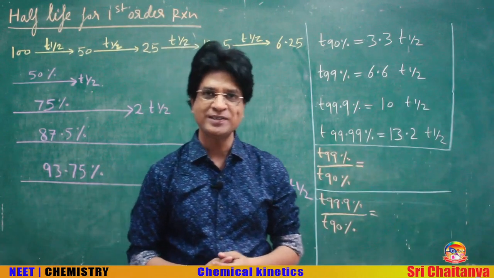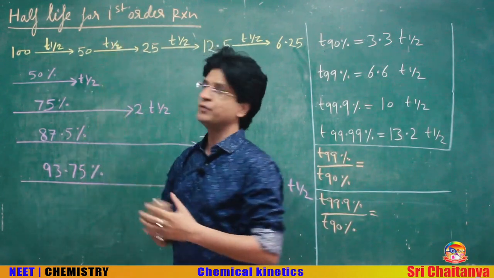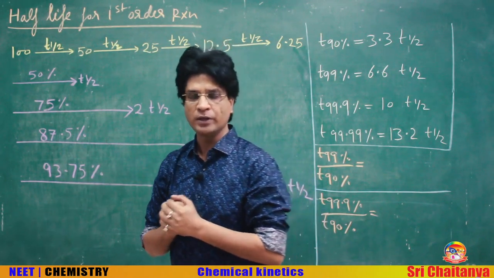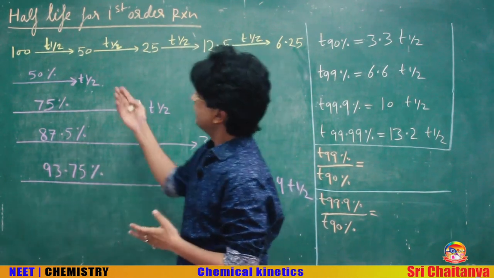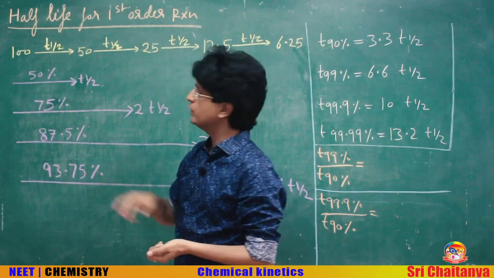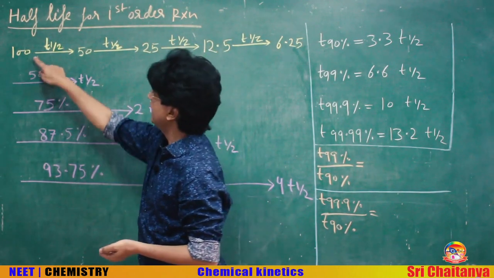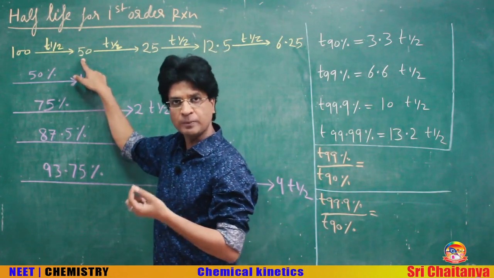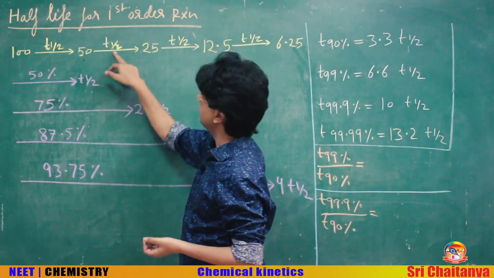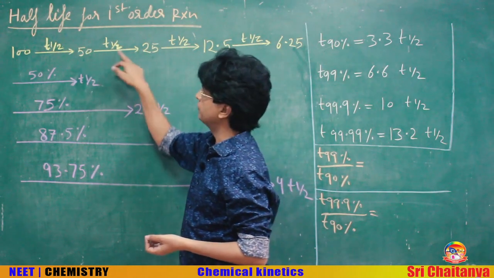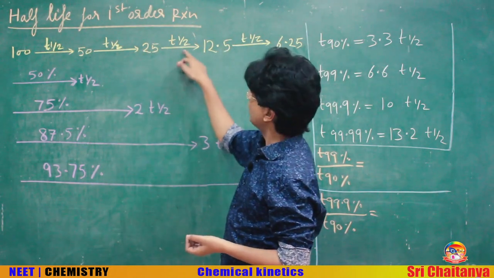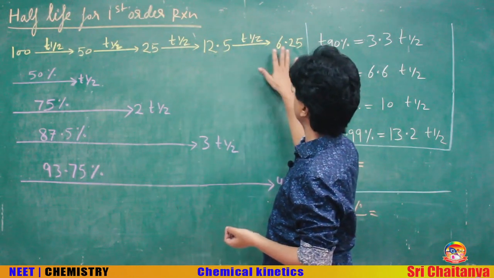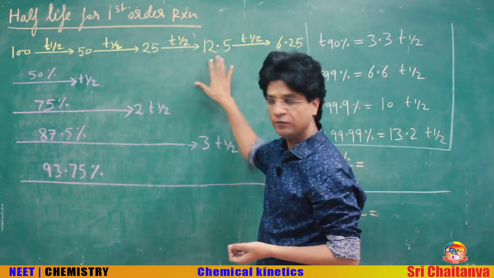So students, now we are on to half-life of first order reaction. Let's go into the details. I am taking an example. Suppose I begin with 100 particles. After one half-life, I will be left with 50 particles. Half-life means half of the substance will be remaining. After one more half-life, 25, the half of 50. After one more half-life, 12.5, the half of 25. And after one more half-life, 6.25, the half of 12.5.